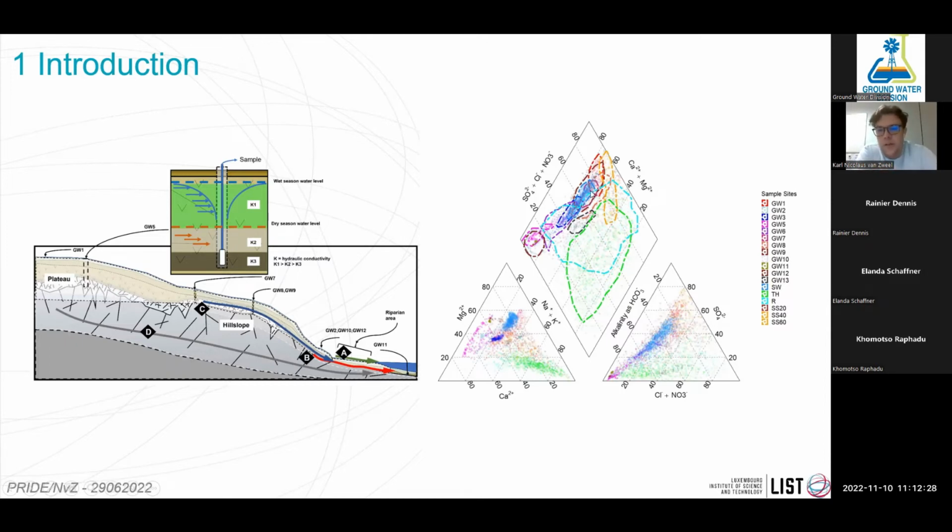Right, so already you can see there's a trend. You move from the freshly recharged water through the soil. It moves from a potassium sodium chloride dominated zone to more of a calcium magnesium sulfate type water, and as it moves to the deeper part of the water, the relative contribution of sulfate decreases, and the relative contribution of alkalinity increases.